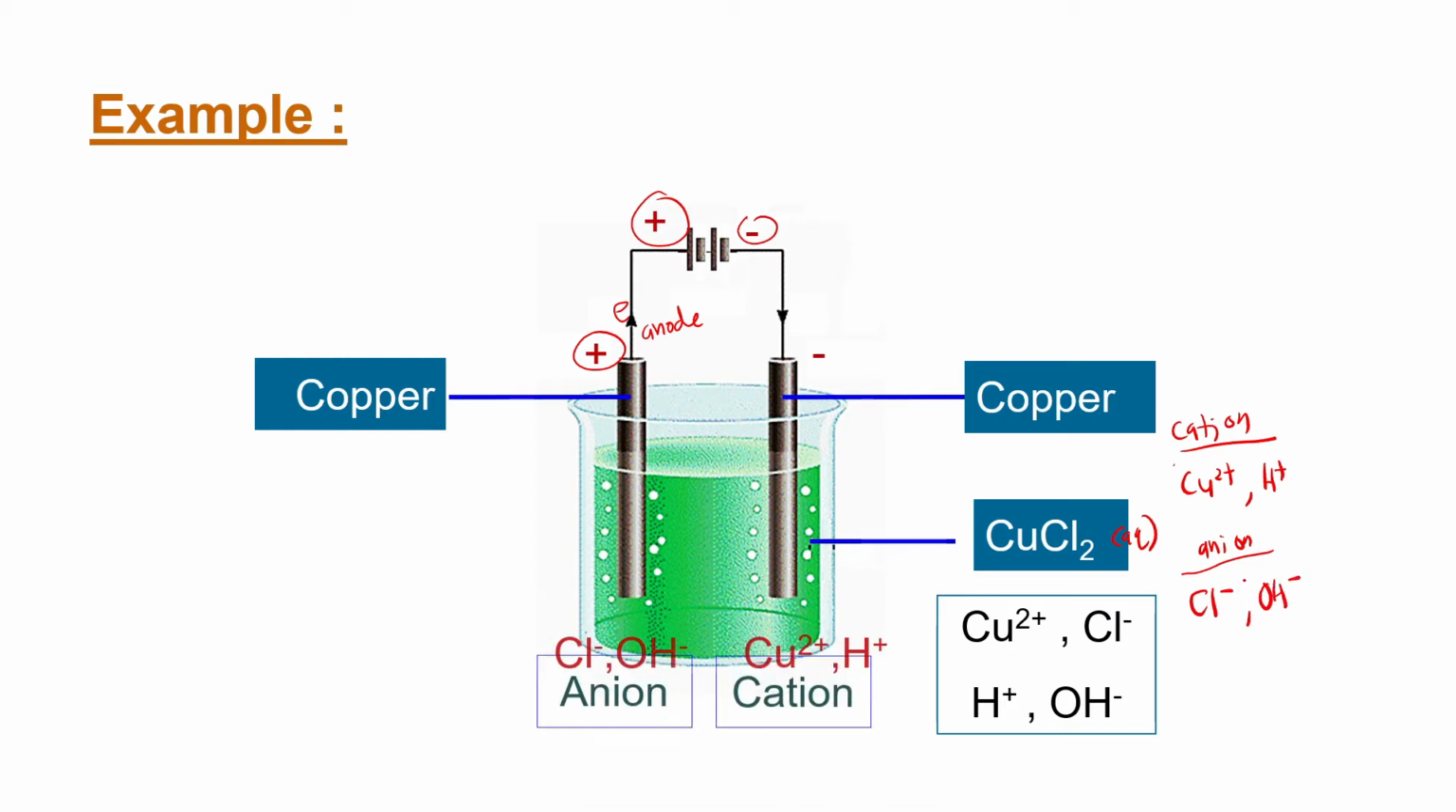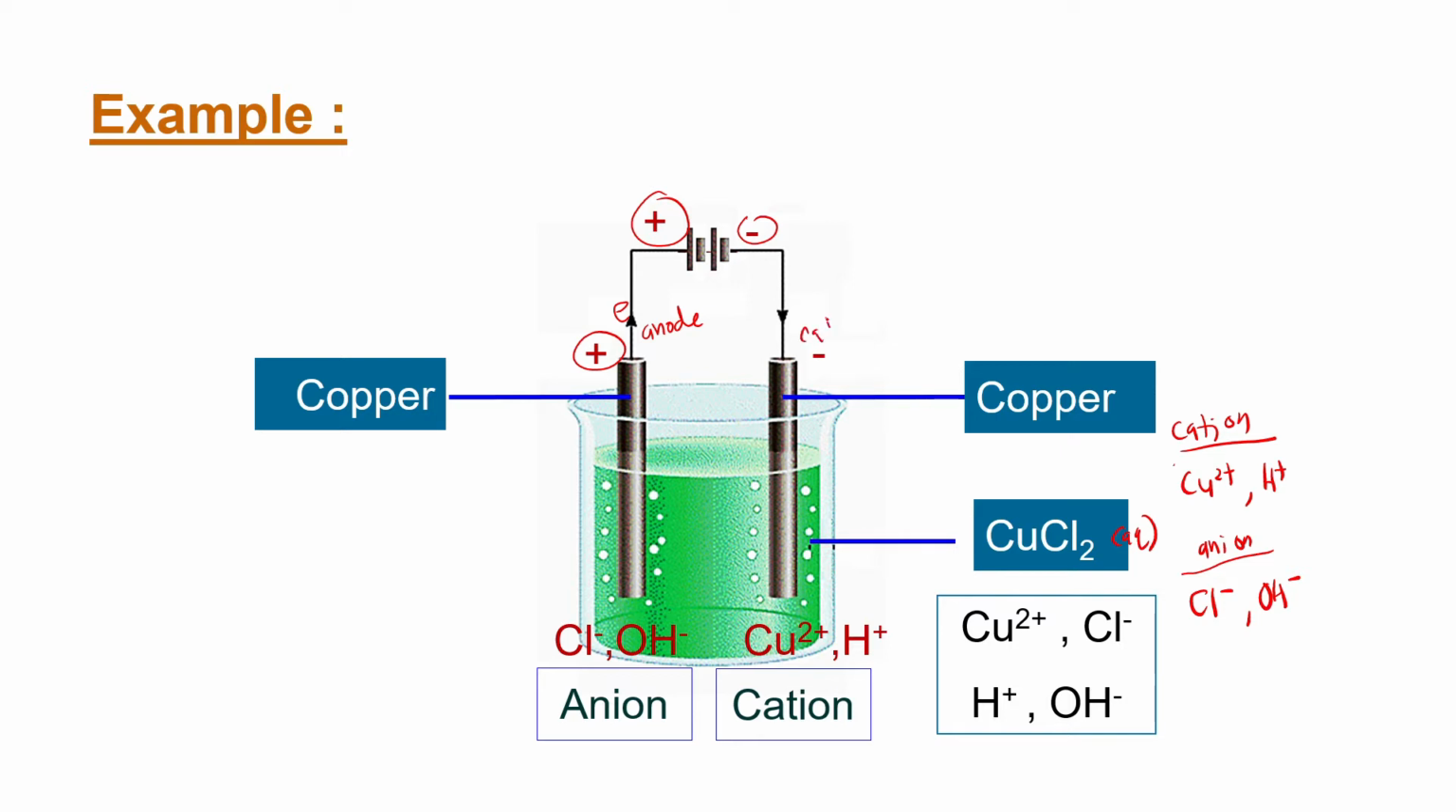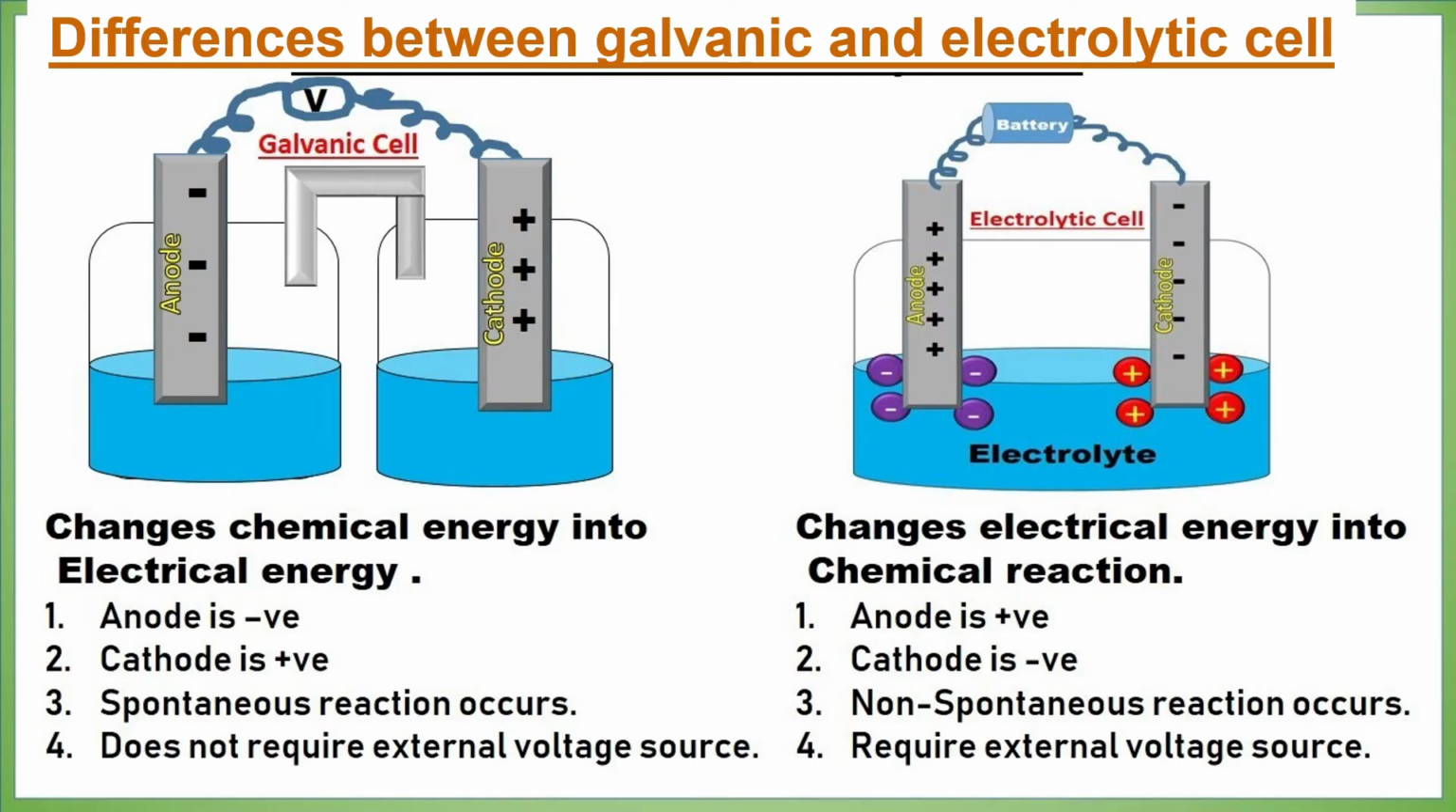So, the anions will go to the anode because the anode is the positive electrode. So, Cu2+ and H+ will go to the cathode because the cathode is the negative electrode. So, which one will be chosen to be discharged? We will go into detail in the next slide. Okay, so this one is the electron flow from anode to cathode. So, this is the difference between the galvanic cell in subtopic 10.1 and the electrolytic cell.